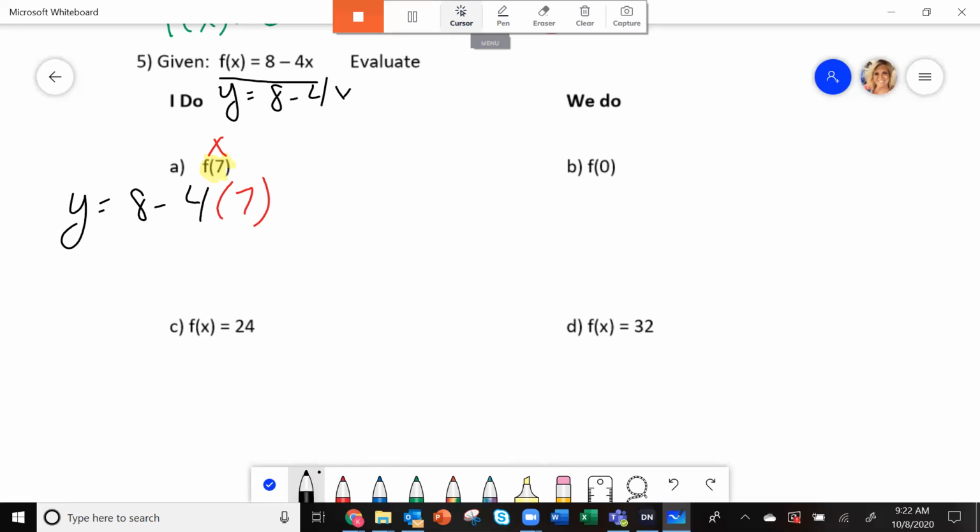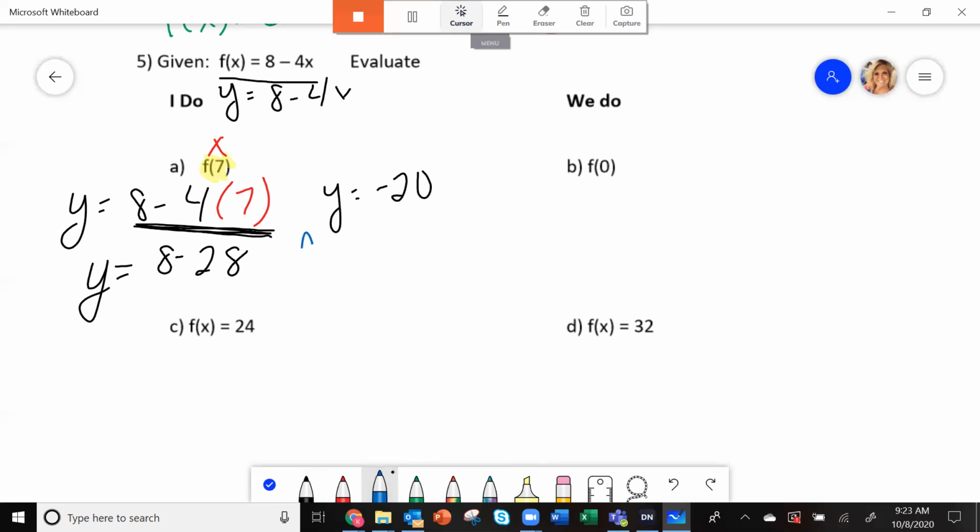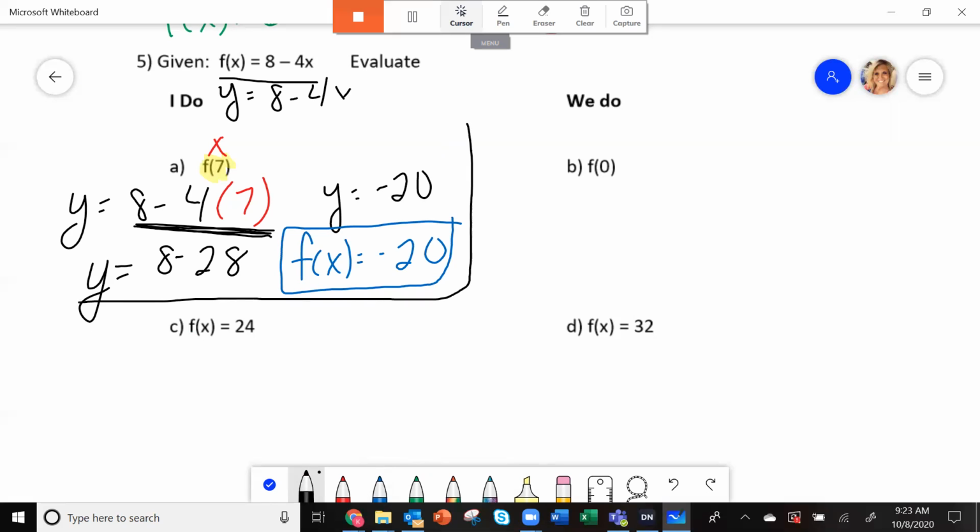Well, now we can put in our calculator right here, put 8 minus 4 times 7. And again, you should be using your Desmos calculator in order to do that. Or you can just use on your phone, you can use that calculator. So you have 8 minus 28, which gives me y equals -20. Which also can be written as f of x equals -20. Remember, I said y equals and f of x means the same thing. And here will be our answer.